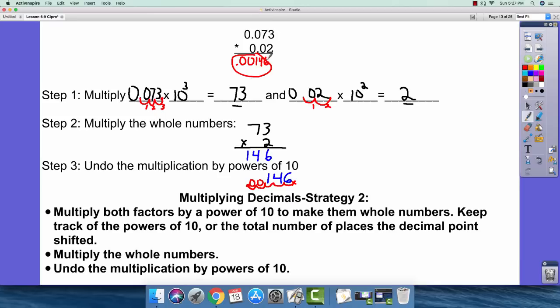And I knew my product was going to be less than what I started with since I was multiplying it by a number less than 1. All right, so pause the video, make sure you undo your decimal points just like I did, and when you're ready to move on to our next example, do that. But pause the video, make sure you have all of this down.